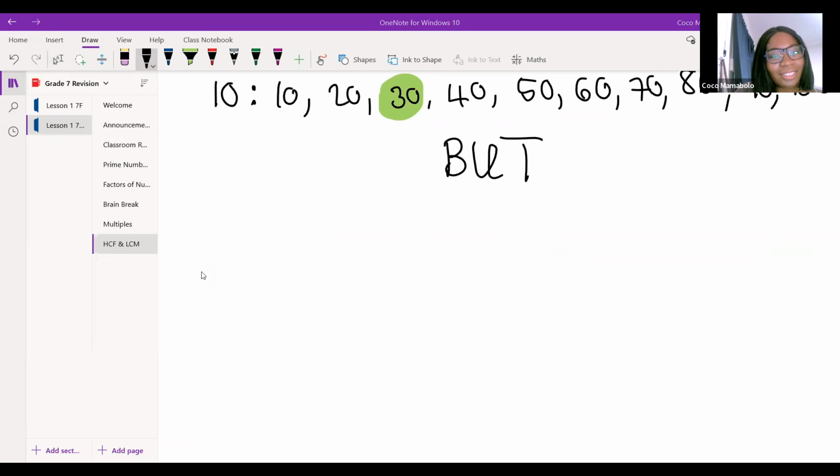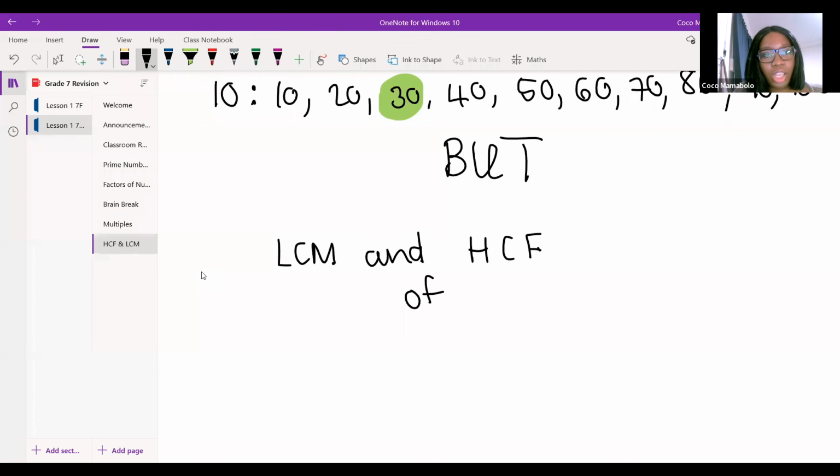what is the lowest common multiple and the highest common factor of 8? Think about this, guys. Is it of one number? Yeah, of one number.